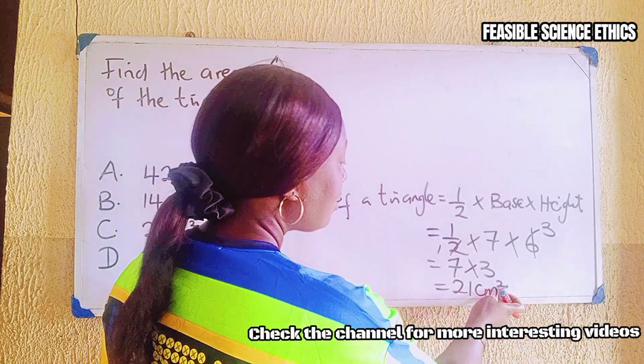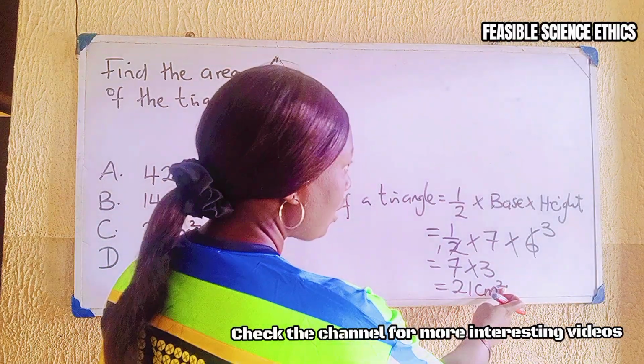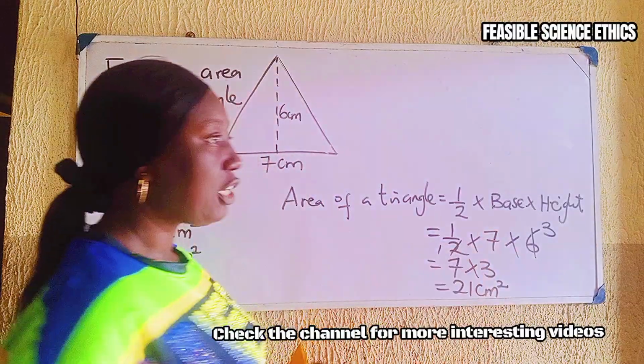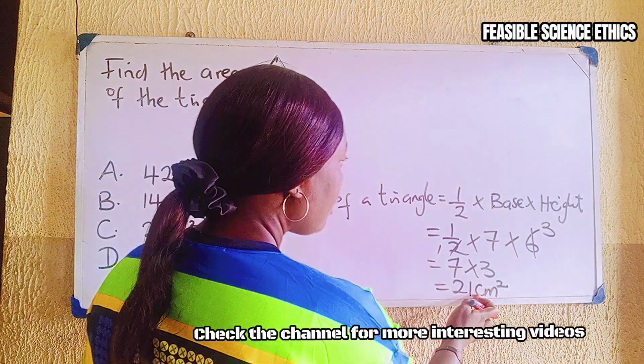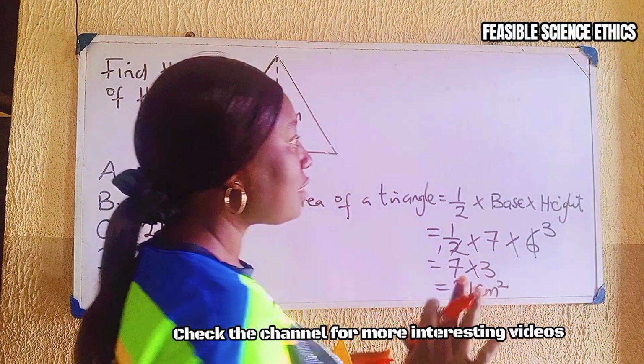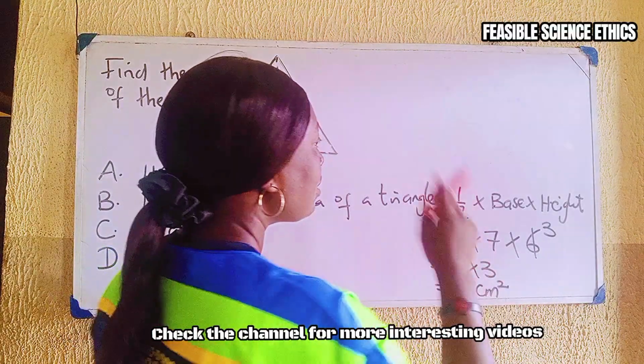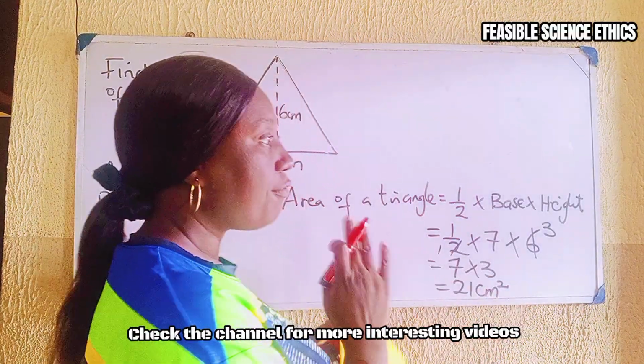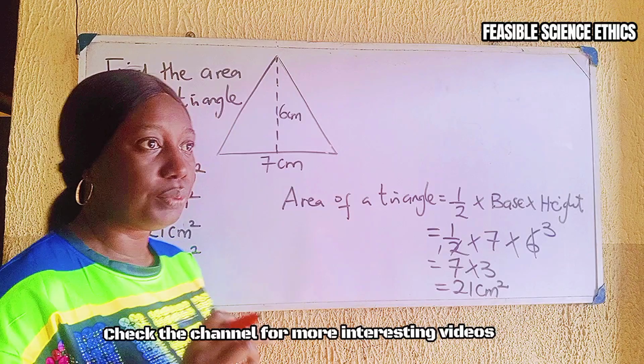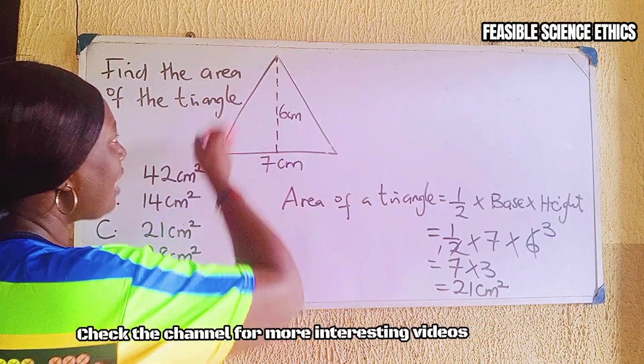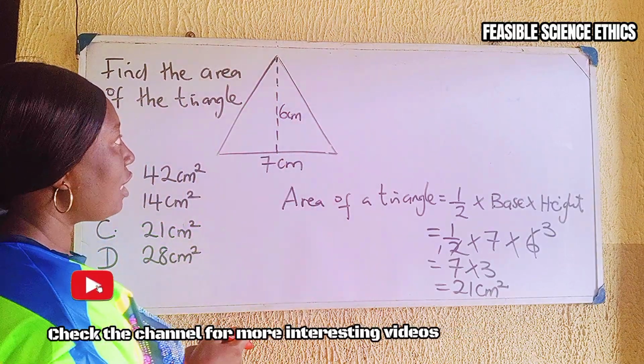Area will have what? Squared. But if it's perimeter you are looking for, just stop at cm. Perimeter is what? Cm. But area is what? Cm squared. While volume is what? Cm cube.